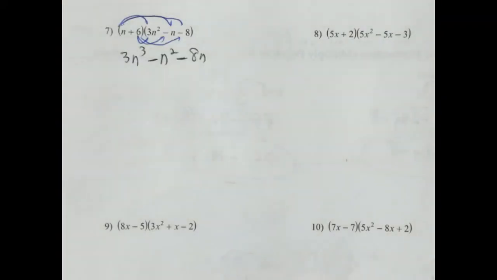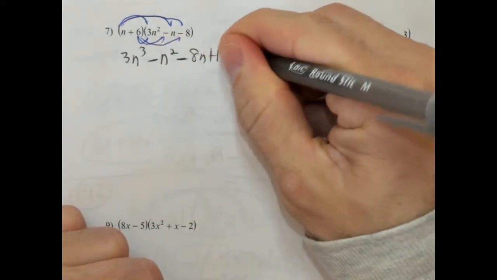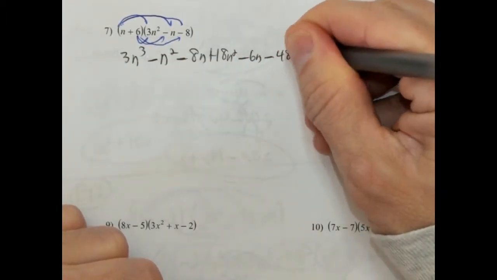Okay, let's try that again. 6 times 3n squared is going to be plus 18n squared. 6 times negative n is negative 6n. 6 times negative 8 is negative 48. So now we have to combine some like terms.